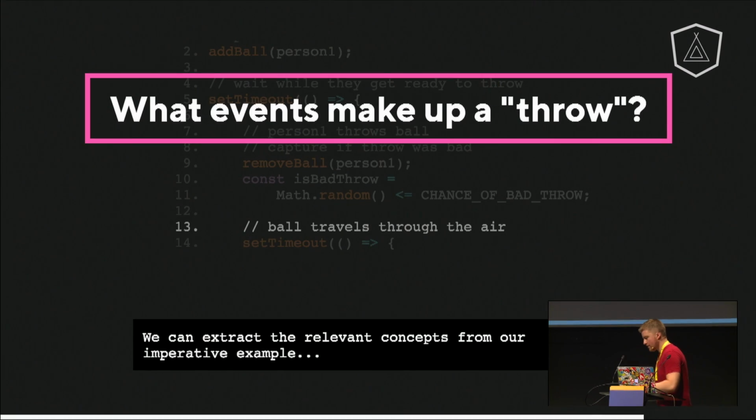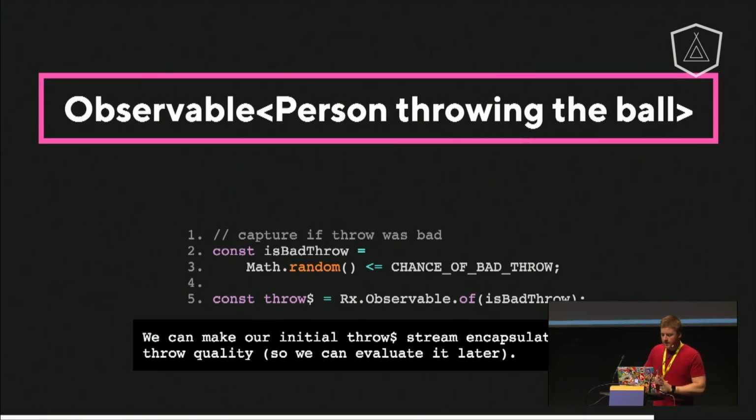We could say that the whole throw event is incorporated by winding up, releasing, and the ball traveling through the air. That's one throw. So if we could set up a way to observe that set of events as one person throwing event, then that would allow us to build up a section of our program. So we've seen already that we're capturing if the throw was bad by just using a probability. So we capture if it's a bad throw, and all we're going to do is create an observable of that value. All we're doing is creating a Boolean, true or false, and we're just going to create an observable of that value so that we can use it in our program.